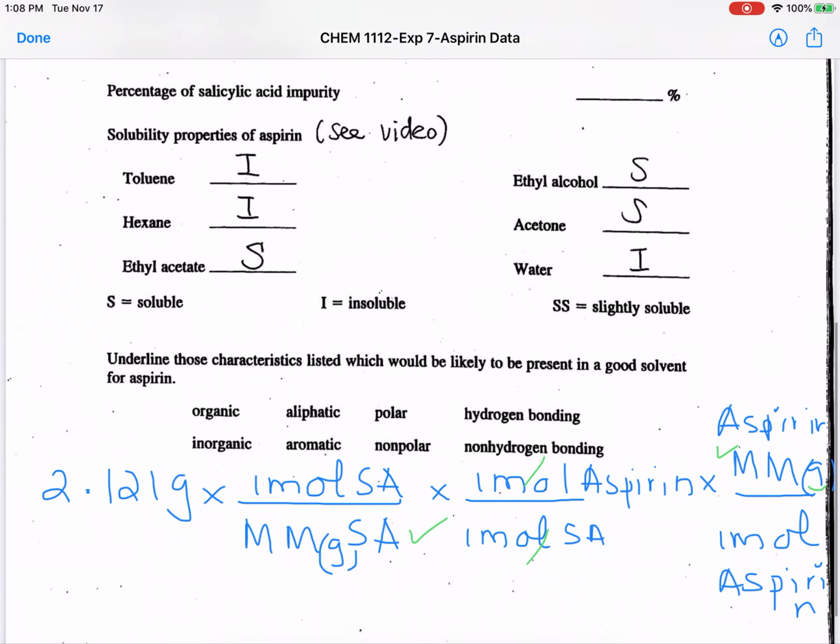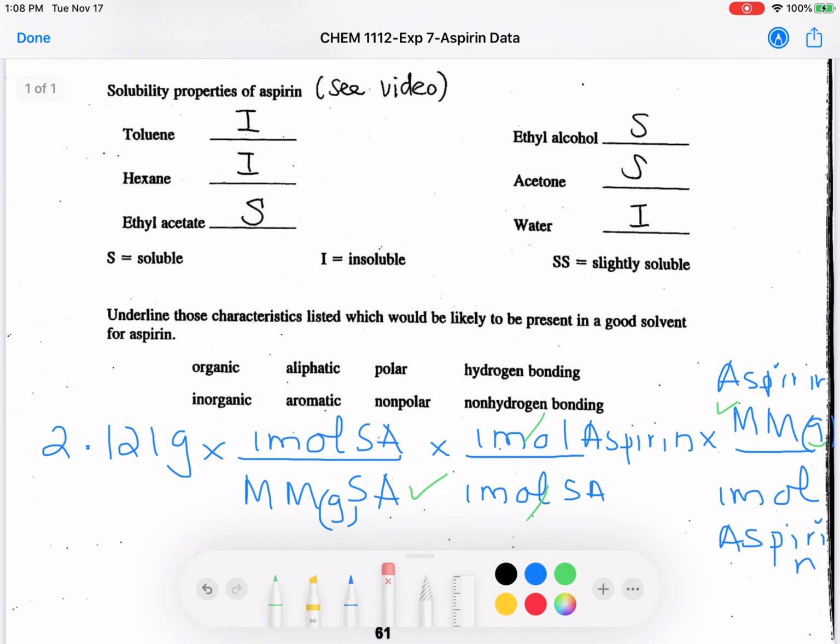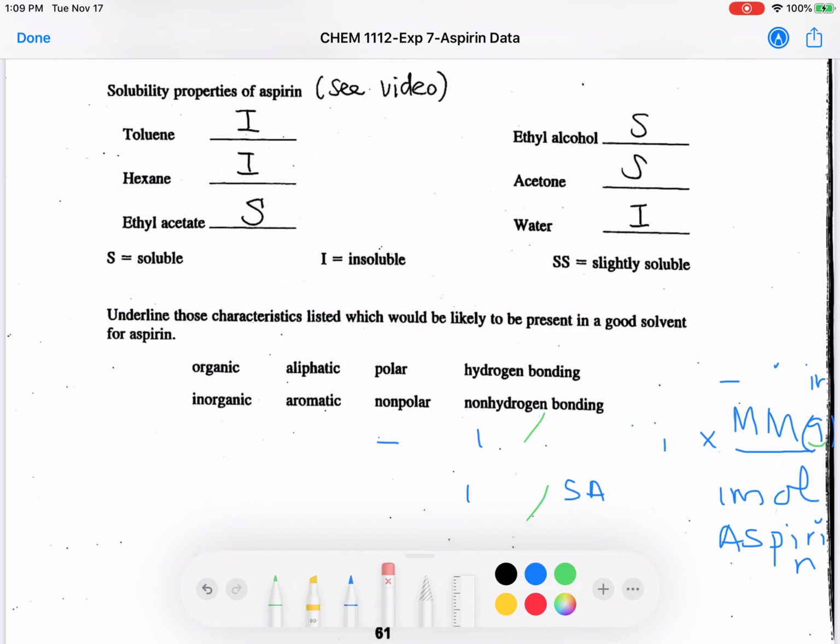solubility properties, and based on the solubility properties, underline those characteristics listed. I'm going to erase this. Okay, so let's look at the solubility.